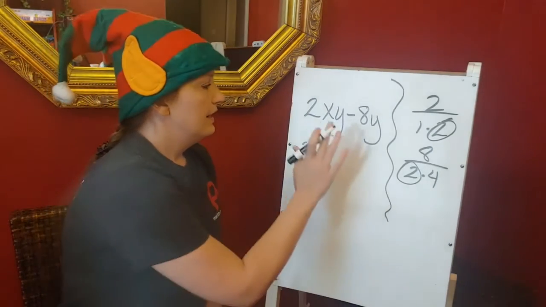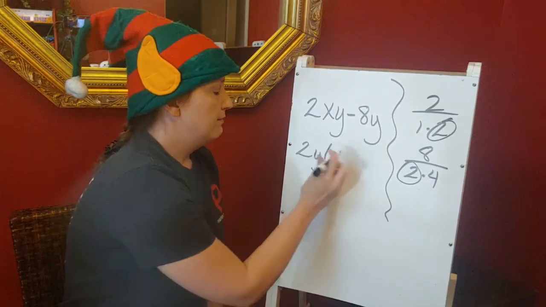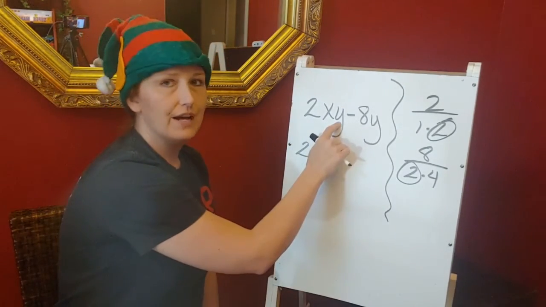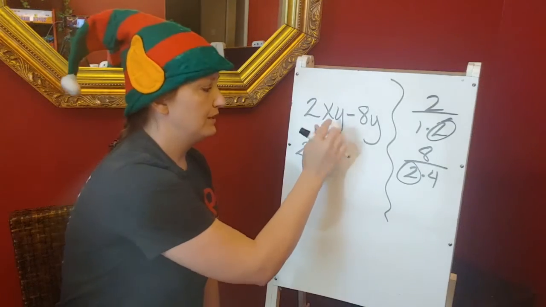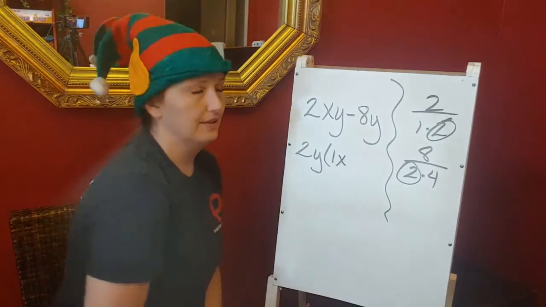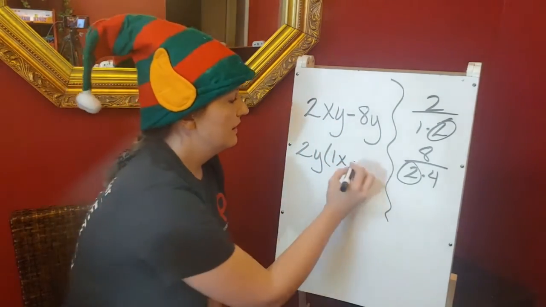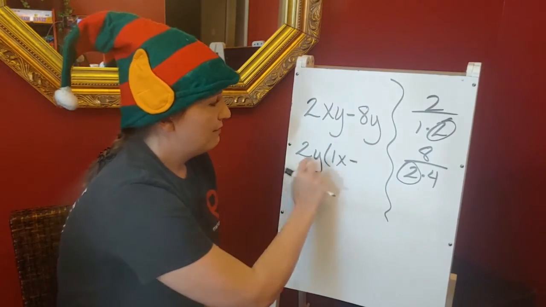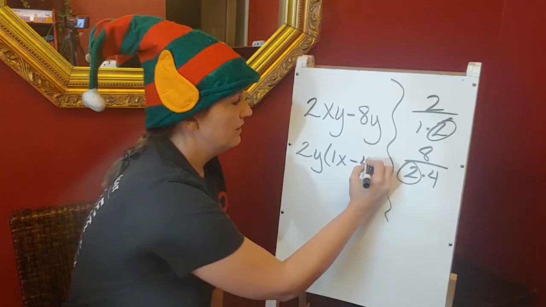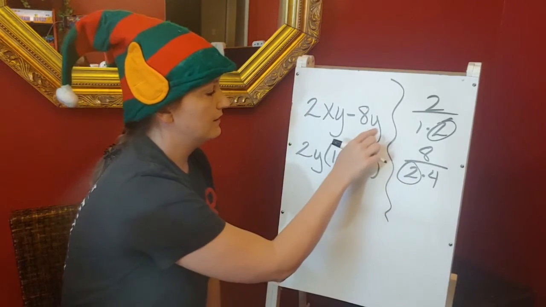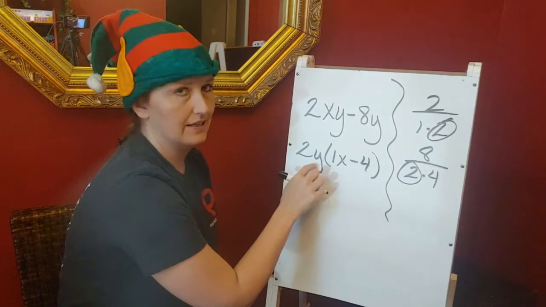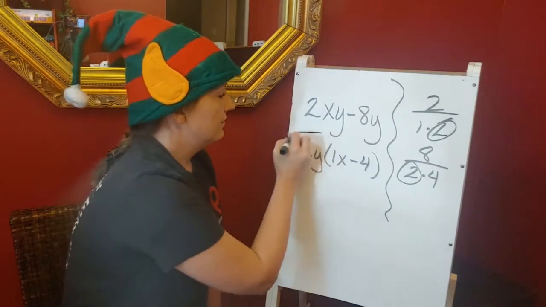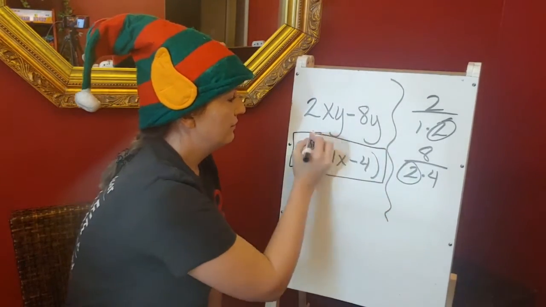Then 2 divided by 2 is 1. Now I've already factored out that y, and I'm left with an x. So I have to put that x in my parentheses. This is minus, and 8 divided by 2 is 4. And I've already factored that y out here outside my parentheses, so I don't have to worry about it. So this is my factored form.